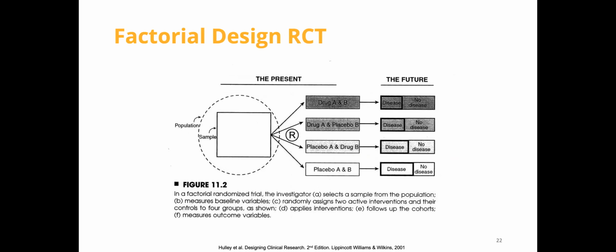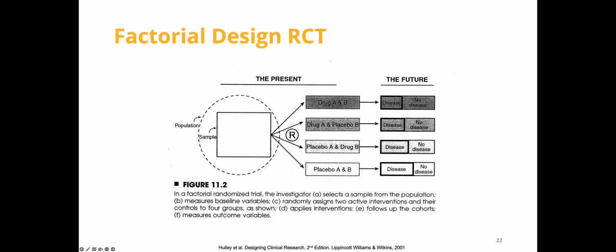The next type of RCT study design is called a factorial design. So again, we start off with our population, then we have a sample in our population. But in this case, we're testing multiple combinations of different placebo and drug combinations. So in the first group, we might actually be interested to see whether there's an interaction between drug A and drug B. So we might give one group a combination of the two, then follow them forward in time to see whether they experience the outcome of interest or not.